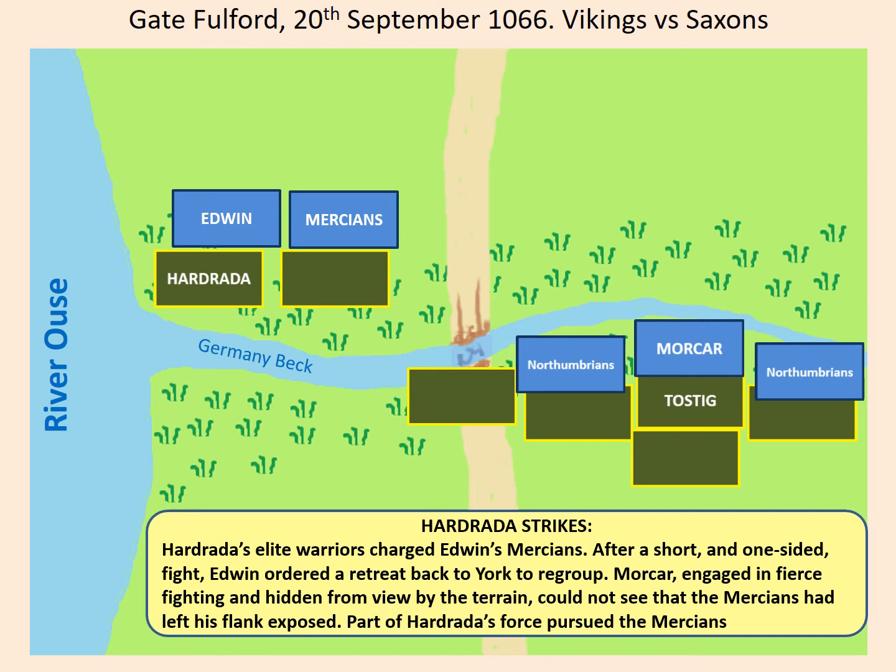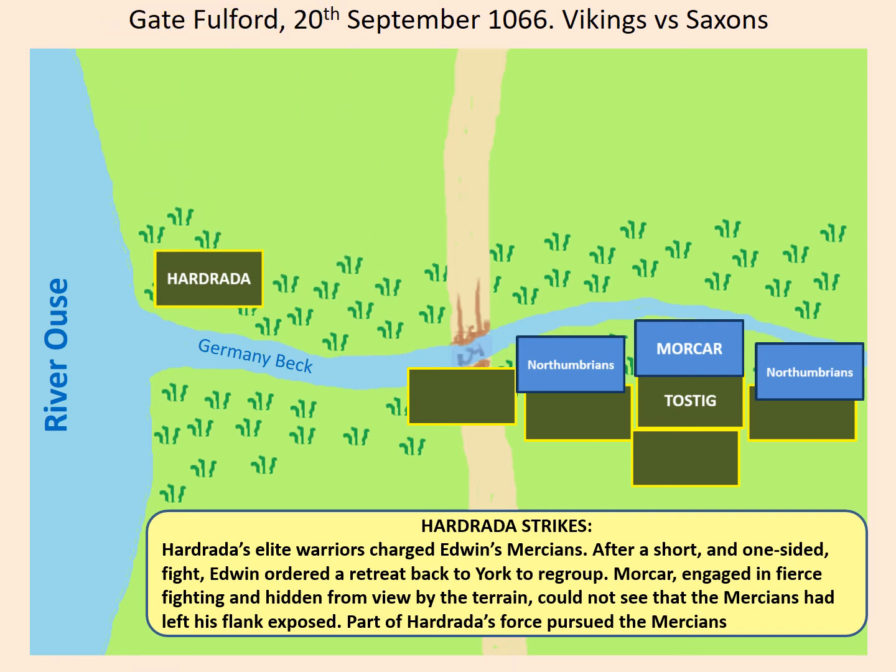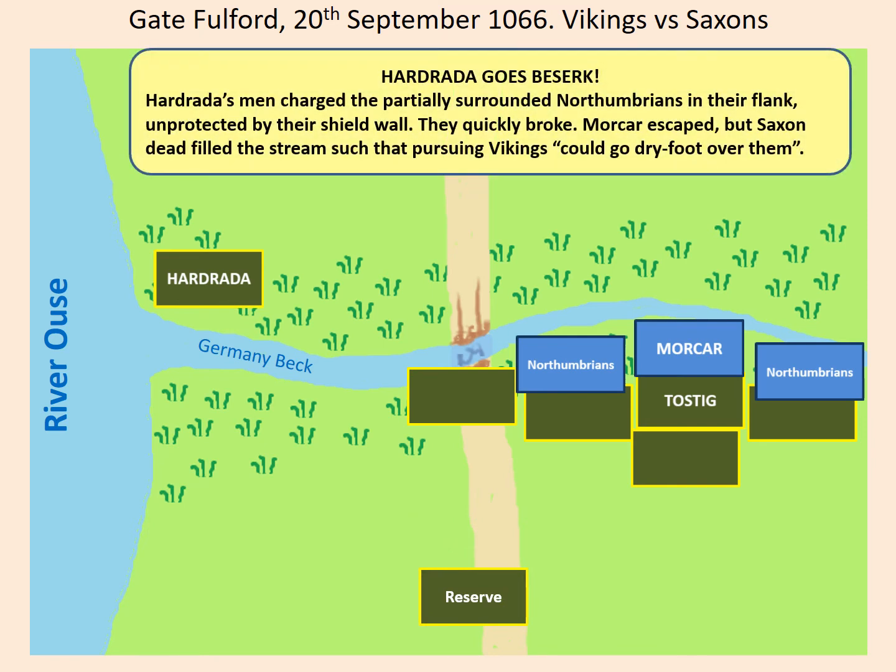After a short and one-sided fight, Edwin ordered a retreat back to York to regroup. Morcar, engaged in fierce fighting and hidden from view by the terrain, could not see that the Mercians had left his flank exposed. Part of Hardrada's force pursued the Mercians, and Hardrada charged and went berserk. Berserk is an old Norse term for a man who was high on blood and full of battle fury.